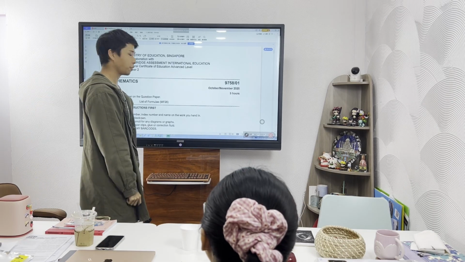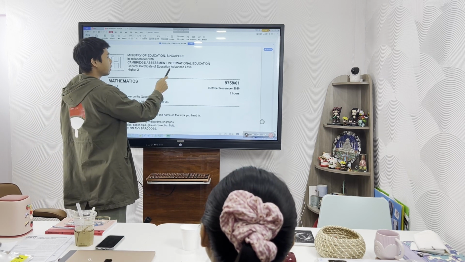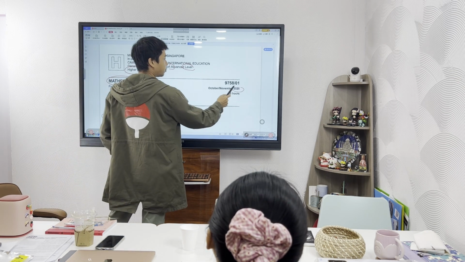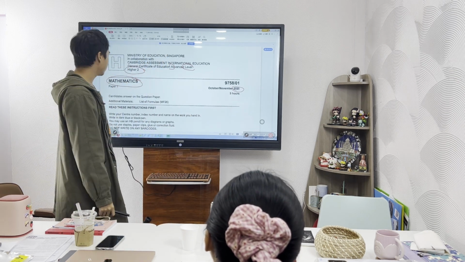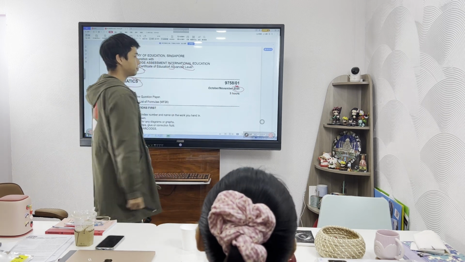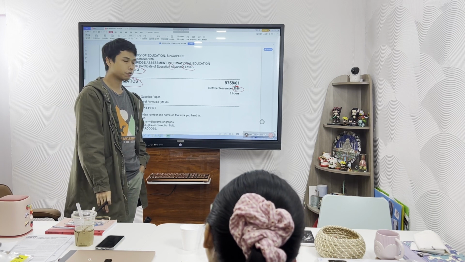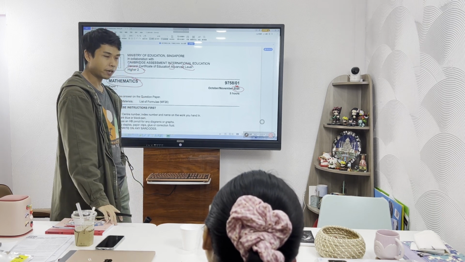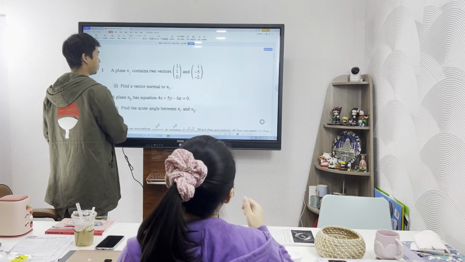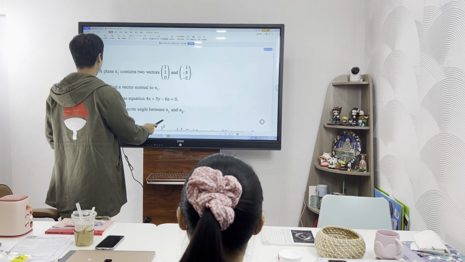Hello class. For today we will be going through the questions for A Level H2 Mathematics 2020 Paper 1. You can see it's here. Paper 1 is a 3 hour paper, but we will split it into every single question, so each video will contain one question. Let me zoom in. This is just a 4 marks question. It looks simple.